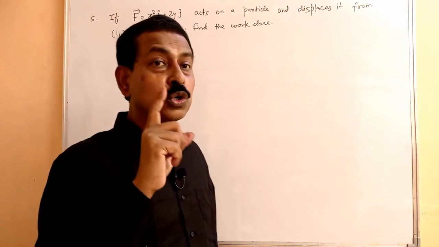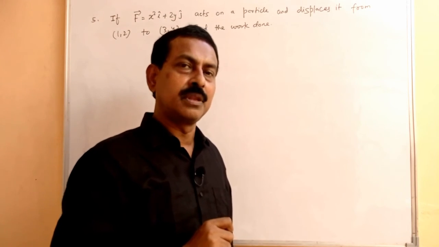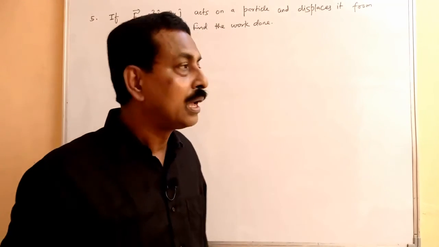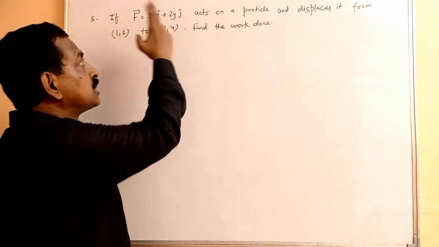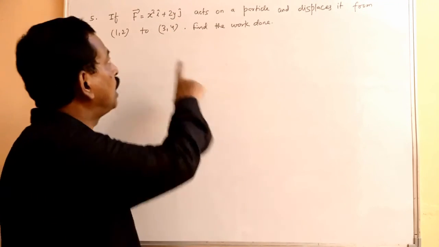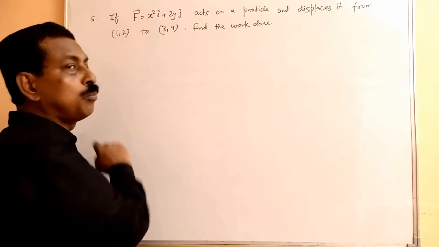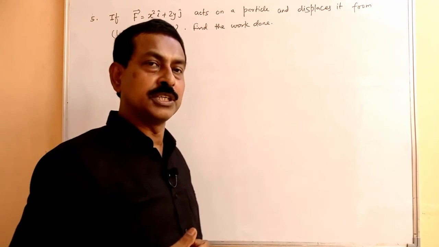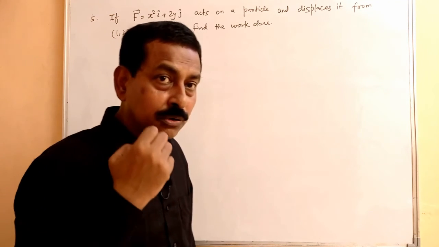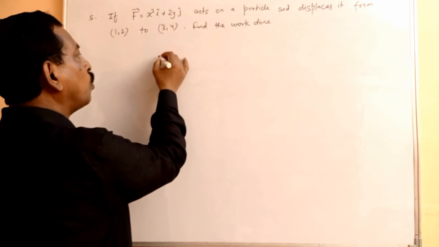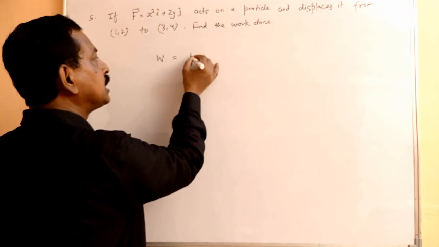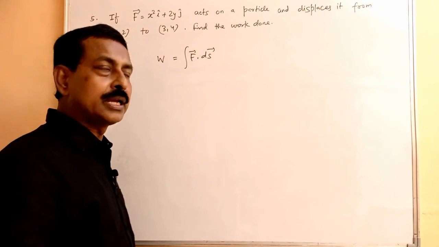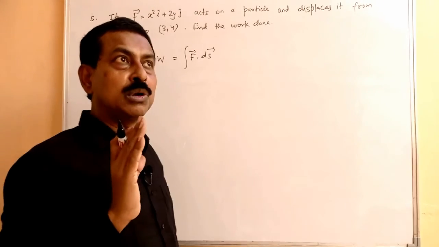But there the force was a constant force, like 2 i cap plus 3 j cap, like that. But here the force is a variable one, and you have to find the work done between 2 points where the coordinates of the points are given. So how will you proceed for this one? Now here let's see that work done expression. We have it as the integral of F dot ds vector, especially if the force is a variable one.